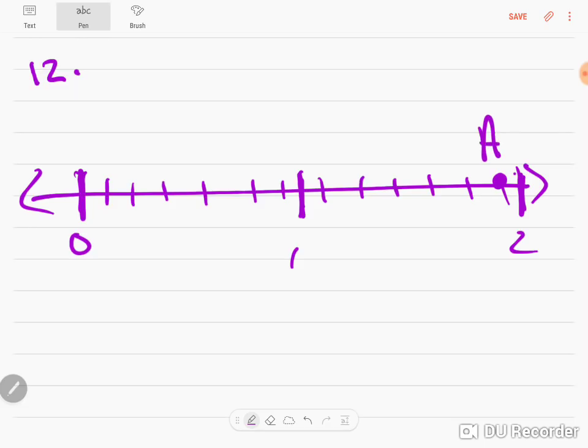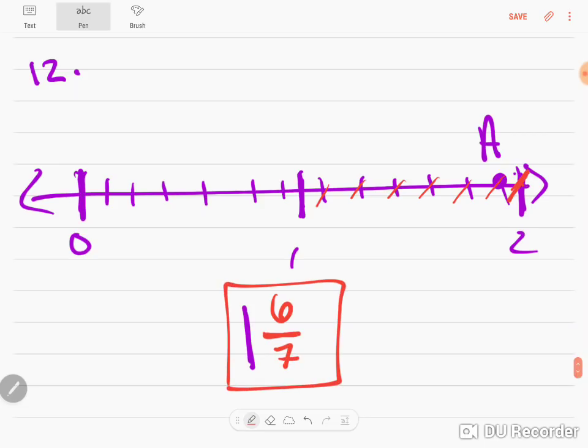All right, so have we reached 2? We have not reached 2, but we passed 1. So we know it's 1. And now we just need to count how many lines are in between 1 and 2. So I'm going to change the color as I count. I have 1, 2, 3, 4, 5, 6. Now, point A is at the 6 mark. But how many slashes are there? 7. We must count that next number. So it's right there. 1 and 6/7.